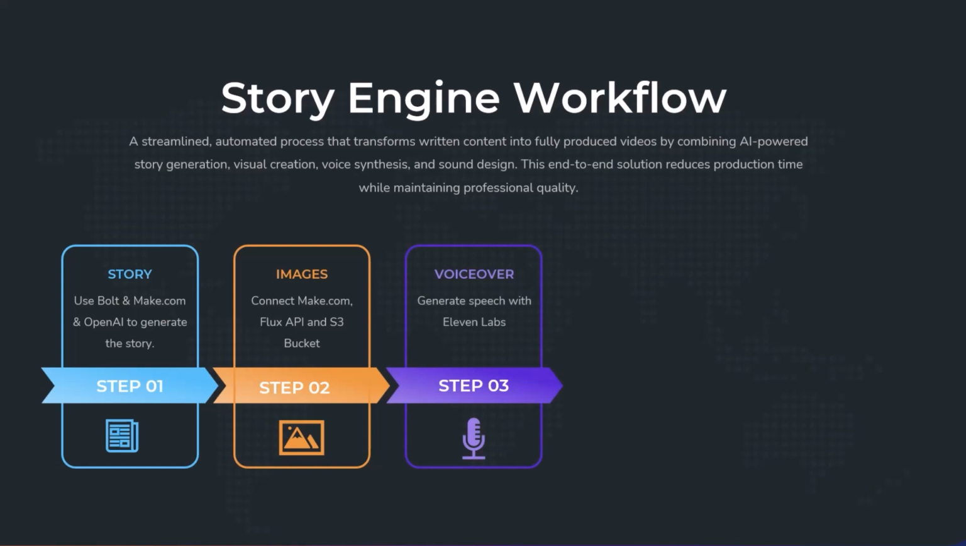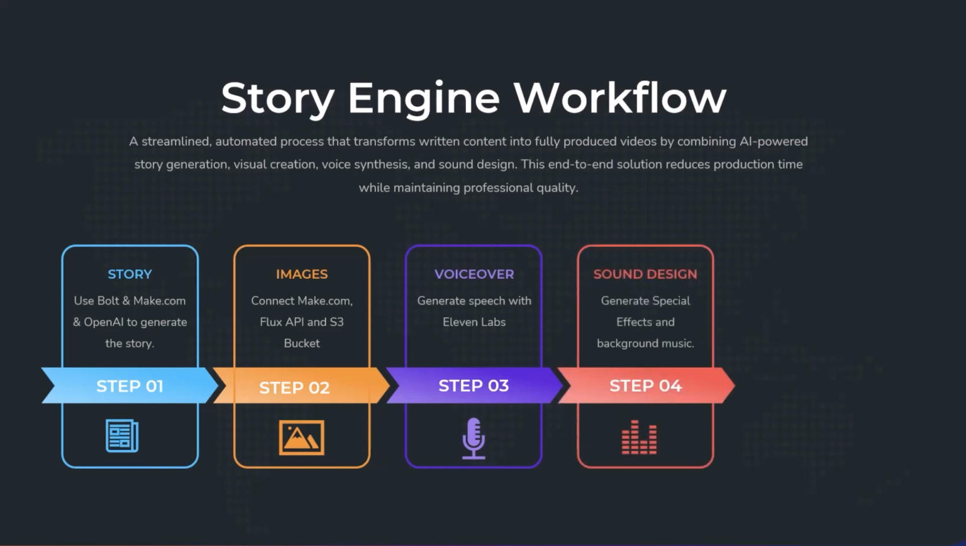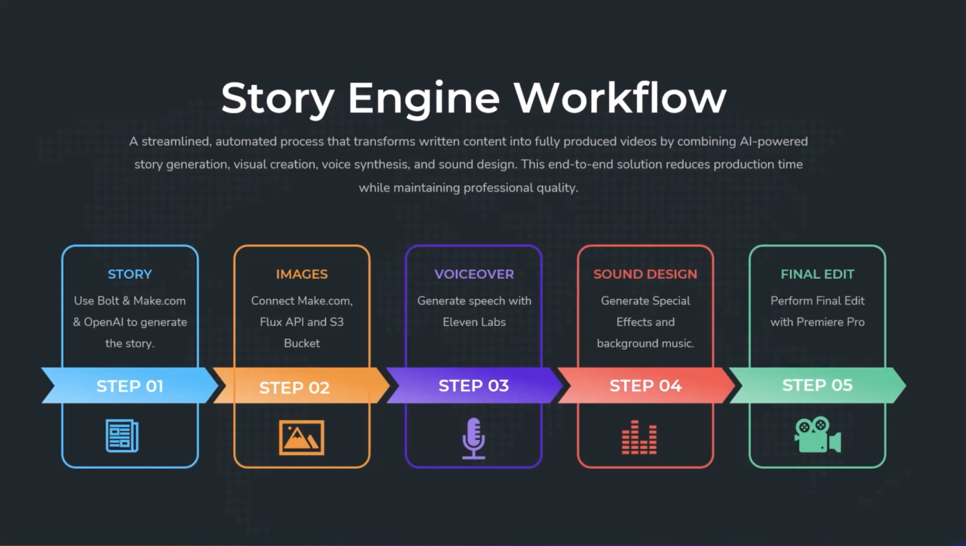Once we have the images created, then we're going to look at getting the voiceover generated from 11 Labs. We'll look at sound design, general effects, background music, and then we will also look at the final edits, and that includes getting the videos. So this is the full workflow. When we talk about a story engine workflow, we're going to automate parts of this using all of these different tools that we have at our disposal.